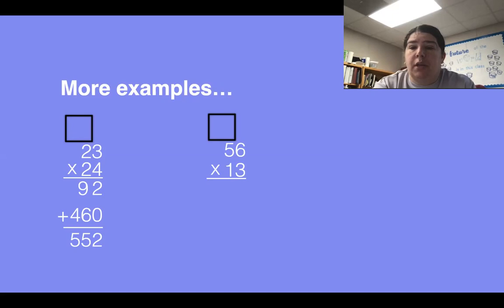You can pause the video if you need to grab a piece of paper. Okay, we're going to multiply. 6 times 3 is 18. Put down the 8 and carry the 1. Now, 5 times 3 is 15. 15 plus 1 equals, good, 16. And put down the 1.